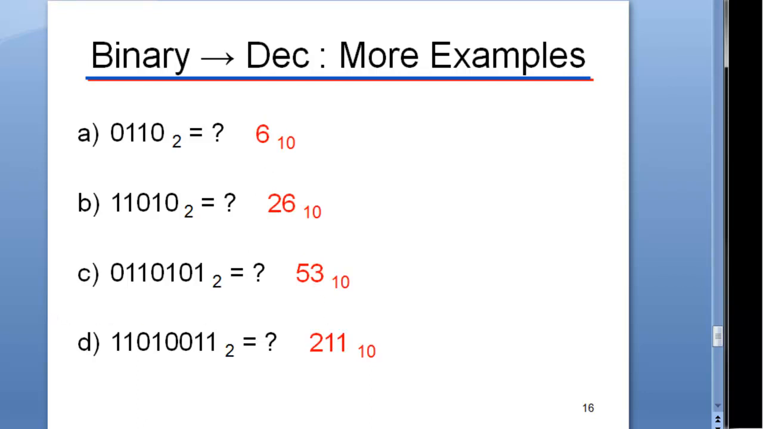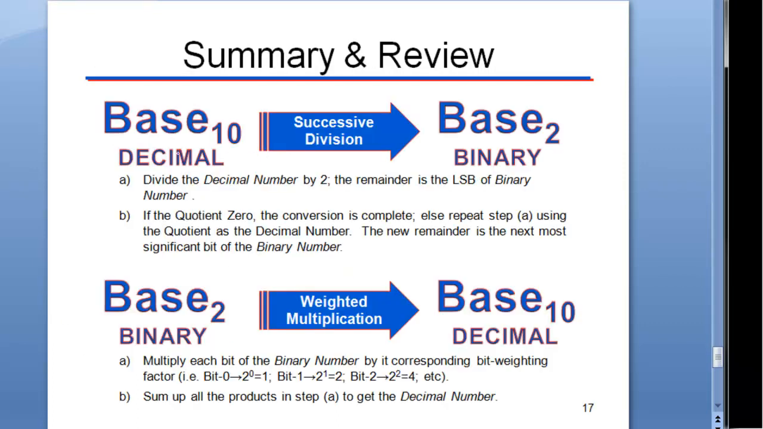Okay, so that's pretty much the basics of converting those. For base 10 to base 2, we use division. For base 2 to base 10, we use multiplication. That's the basic summary of what we're trying to do. Hopefully you should be able to go ahead and work on the assignment now, and hopefully that will help you figure out how to convert your binary into base 10 or vice versa.